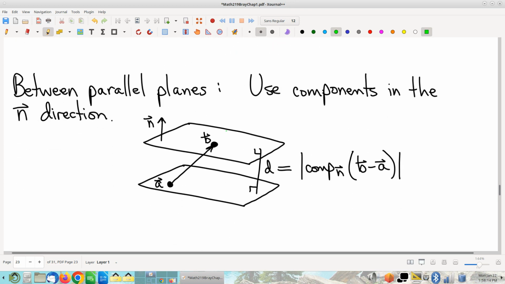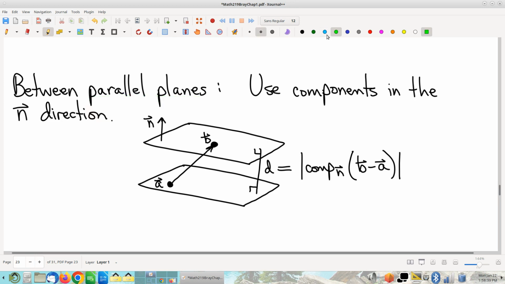Here's a nice one. How do you find the distance between two planes that are parallel to each other? And by the way, they better be parallel to each other. If they're not parallel to each other, they intersect. And if they intersect, then the distance would kind of have to be zero, because there are points that are in both, and it just doesn't make any sense. Okay, so parallel planes.